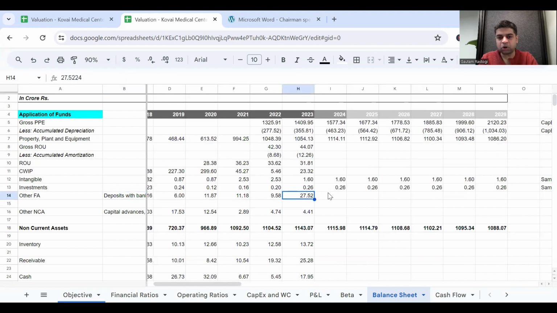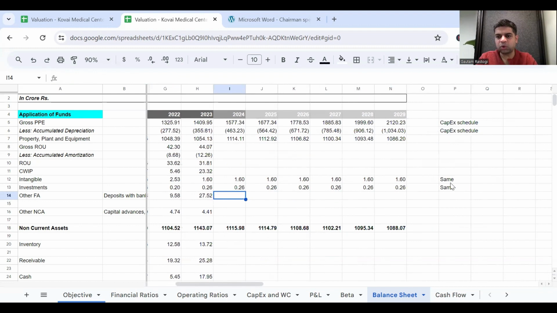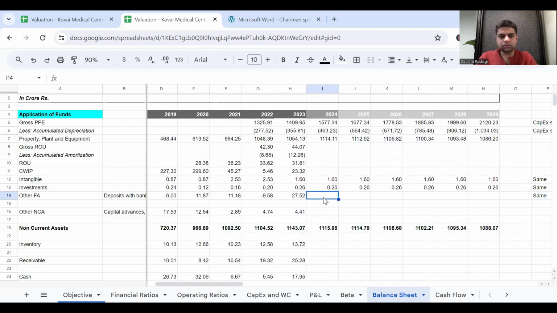Other financial assets, which is really deposits with banks for business reasons. We can estimate what this number is as a percent of revenue, and then based upon that, we can project it into the future. For now, let's just keep it simple, and we can always come back and tweak. For now, I'm just assuming that this stays put.